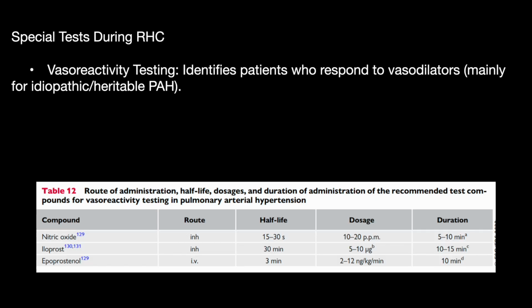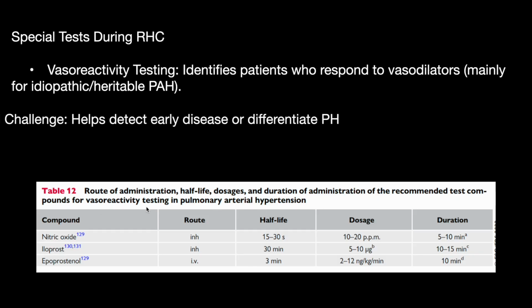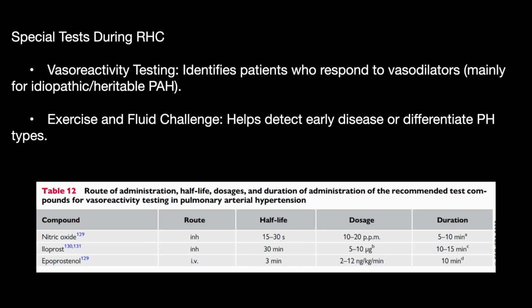Special tests: vasoreactivity testing identifies patients who respond to vasodilators, mainly the idiopathic and heritable PH. So these are the various routes through which these drugs are given. The half-life, the dosage, and the duration of action are given over here to look for the vasoreactivity. Exercise and fluid challenge help detect early disease and help differentiate the pulmonary hypertension types. So if it is idiopathic, then you need to differentiate them based on this vasoreactivity.